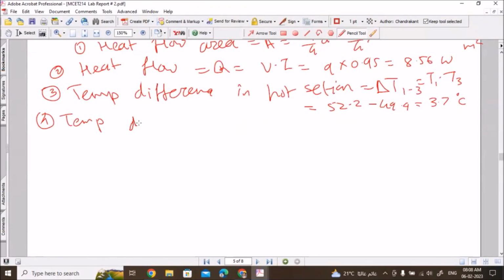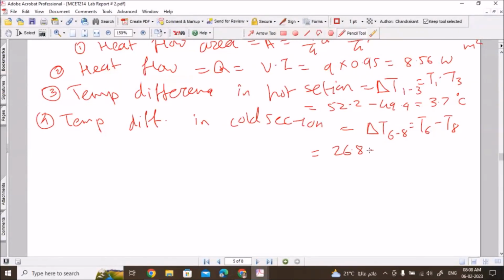Similarly, I will find the temperature difference in cold section, which is delta T 6 to 8. So I will write T6 minus T8. I can choose any. 26.8 minus 23.1 is equal to 3.7 degrees centigrade. Sorry, change this answer. This is 2.8 degrees centigrade and this is 3.7 degrees centigrade. Now I can find number 5.